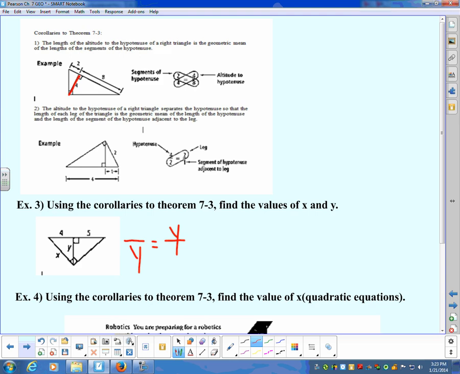And what do the 4 and 5 correspond to in this picture up here? The 2 and the 8. So the 4 goes here and the 5 goes here. And so I can find the length of y without ever separating out the similar triangles.